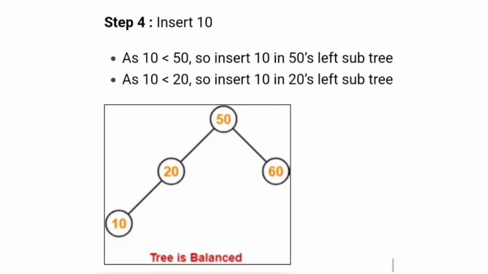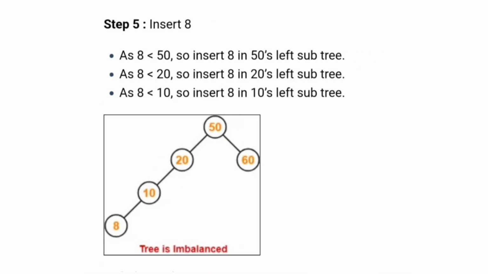Insert 10. As 10 is less than 50, insert 10 in 50's left subtree. As 10 is less than 20, insert 10 in 20's left subtree. The tree is balanced. Step 5. Insert 8. As 8 is less than 50, insert 8 in 50's left subtree. As 8 is less than 20, insert 8 in 20's left subtree. As 8 is less than 10, insert 8 in 10's left subtree.